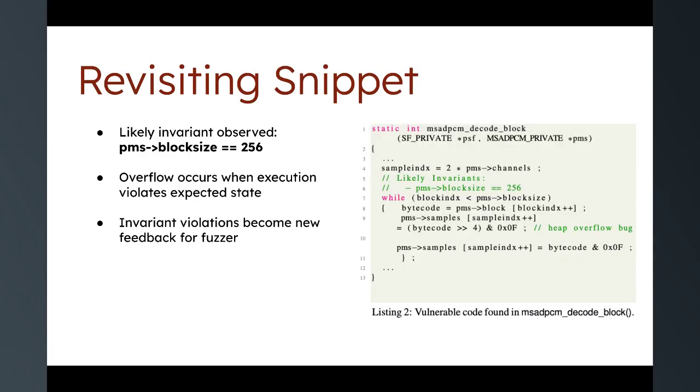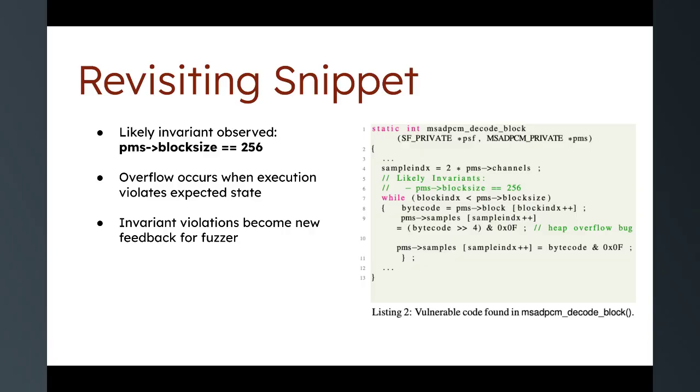So going back to this example, now that we understand this new approach, let's take a look at where we've exposed that heap overflow error that went undetected when using coverage-guided fuzzing. When the authors analyzed executions of this code using their invariant mining approach, they observed patterns in the program state. For example, conditions such as a PMS array of block size having a fixed expected value, which they note as 256 here, and then the loop index, block index, staying within those expected bounds. So these patterns become our likely invariants. They describe typical state observed when the execution reaches this code.